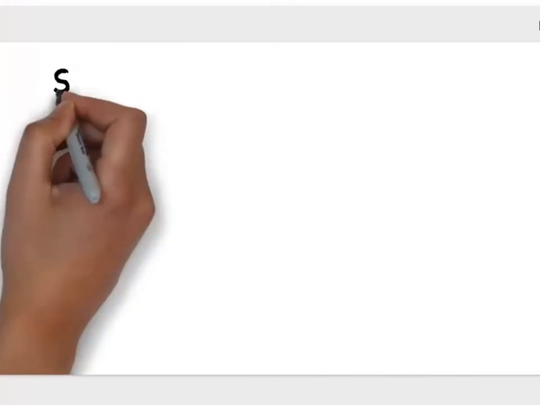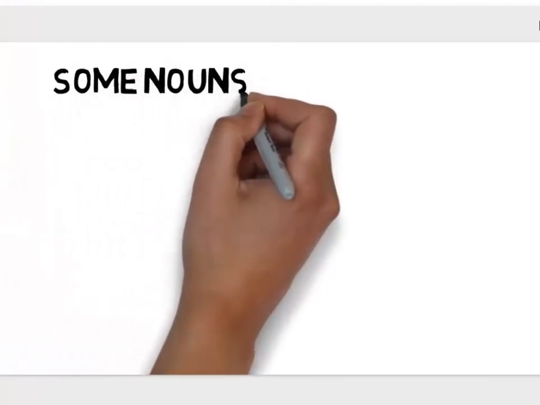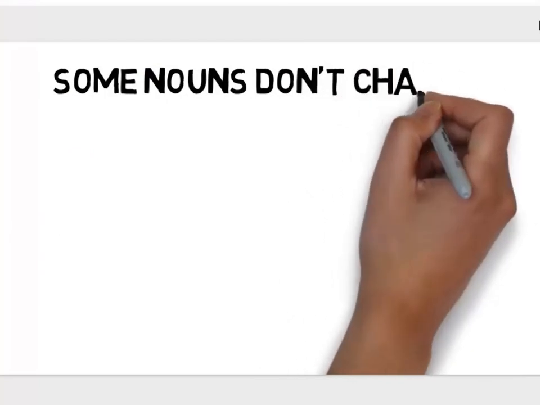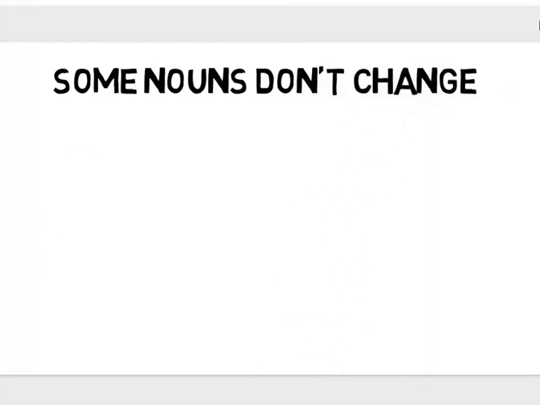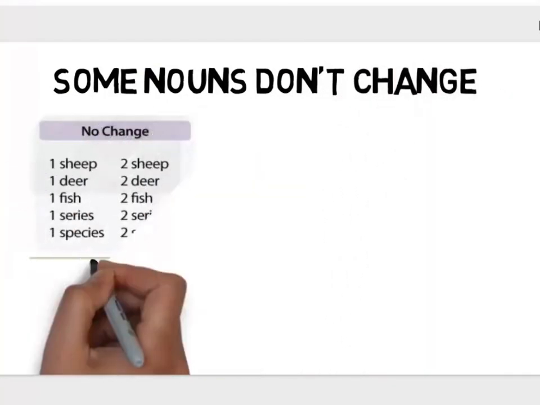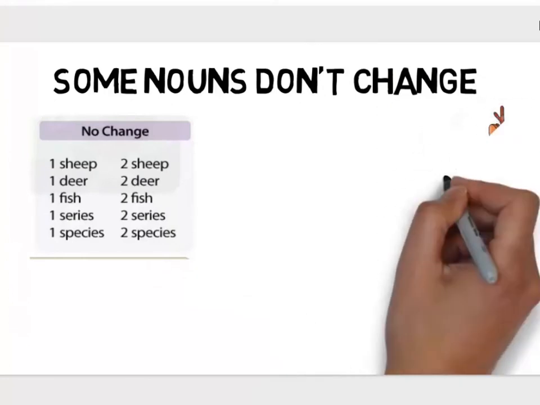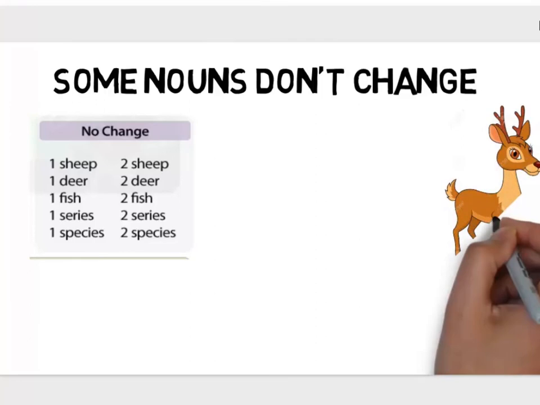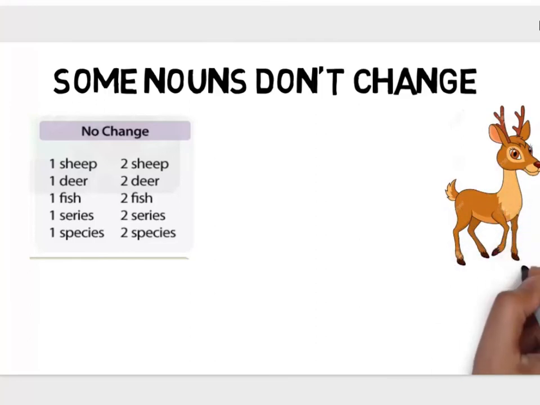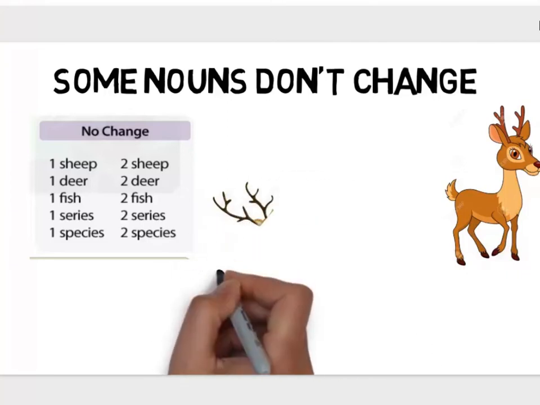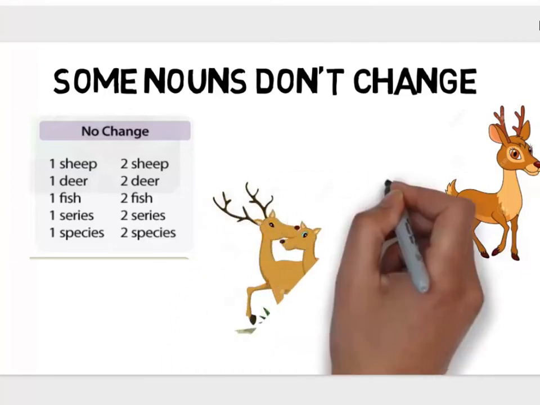Some nouns don't change. 1 sheep, 2 sheep. 1 deer, 2 deer. 1 fish, 2 fish. 1 series, 2 series. 1 species, 2 species.